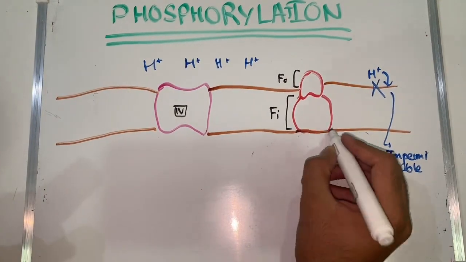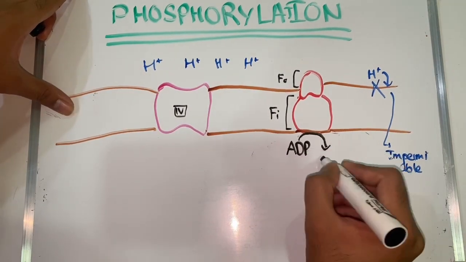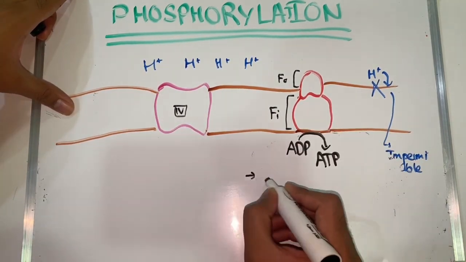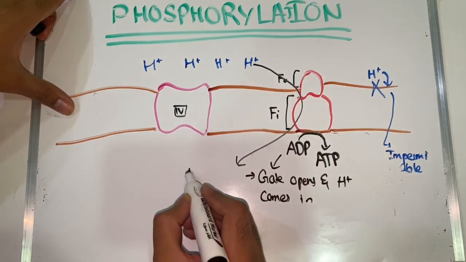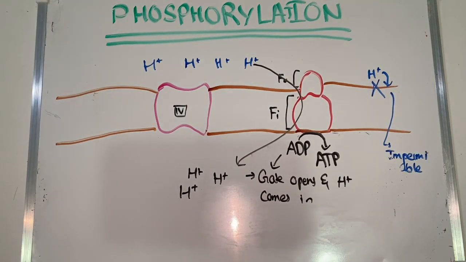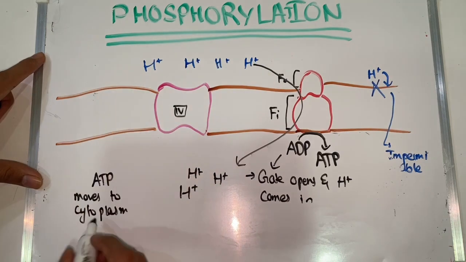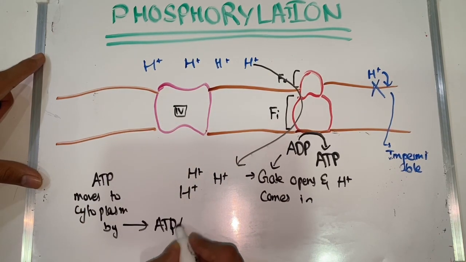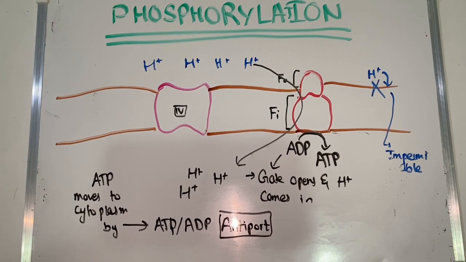But no worries, there is another way for hydrogen to come in. As I told you previously, complex 5 is ATP synthase. So ADP will convert into adenosine triphosphate and then the gates will open and the hydrogen will come in. So now the concentration of adenosine triphosphate in mitochondria will increase, so it will try to go out of the mitochondria to the cytoplasm. It will go out of mitochondria through a pump called the ATP-ADP antiport.